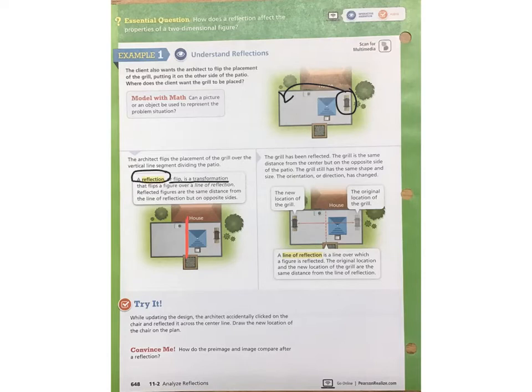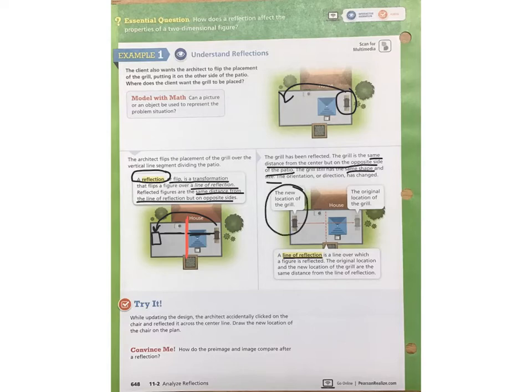This kind of transformation goes over a line of reflection, and it is the same distance from the line of reflection but on the opposite side. So as we move the grill to its new location on the other side of the patio, we want it to be an equal distance away from that central line. And by doing that, basically what we have done is create a mirror image. Notice that the grill is in the same distance from the center, but on the opposite side of the patio. It still has the same shape and the same size. It's just the orientation or the direction of that location has been changed.